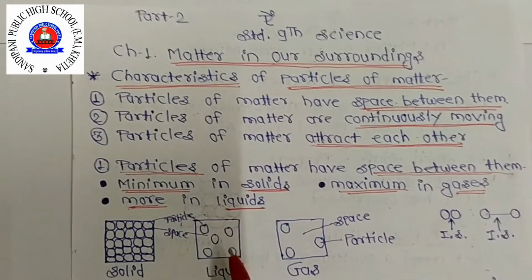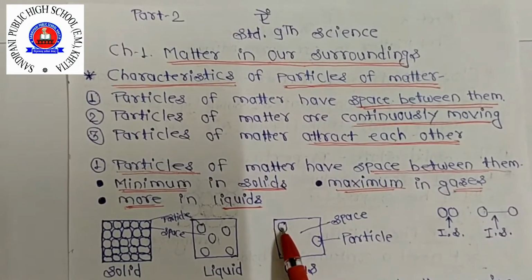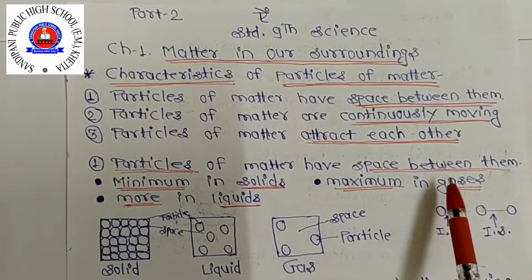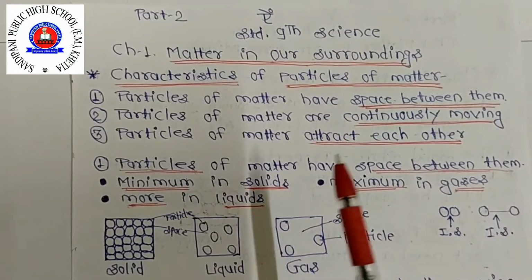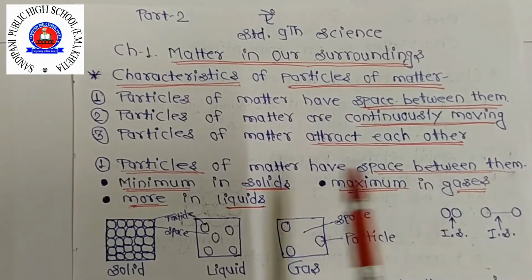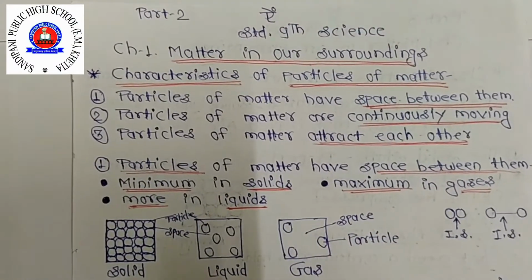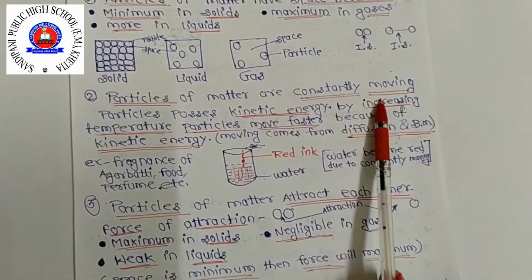So more in liquid. And third, look here, the particles are far away from each other. So there is a maximum in gases. So these are what? Gas. So particles have space between them: minimum in solid, maximum in gas. Clear? Now second, particles of matter are constantly moving.